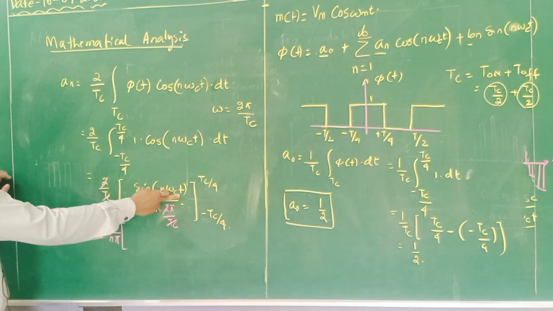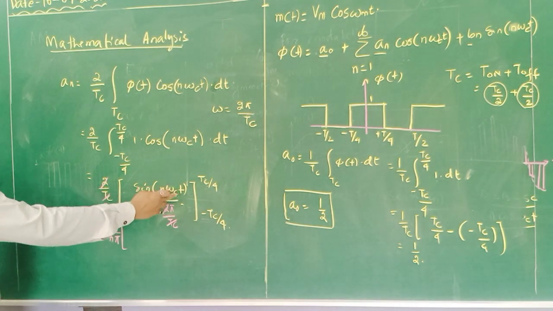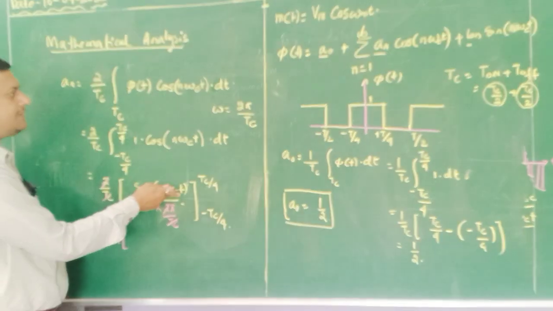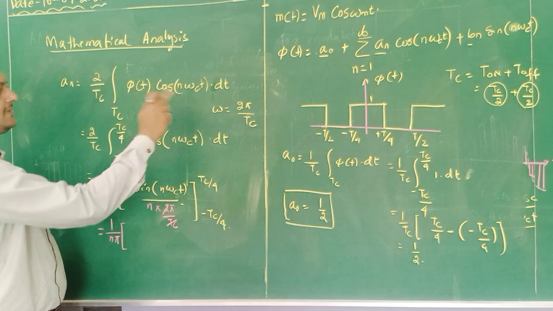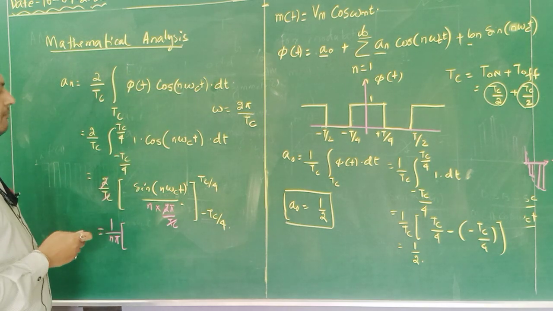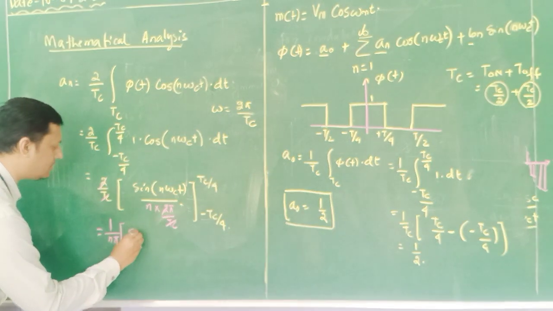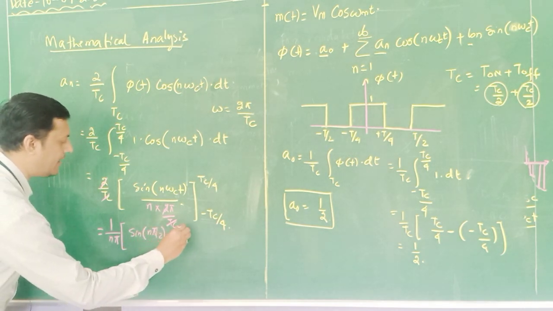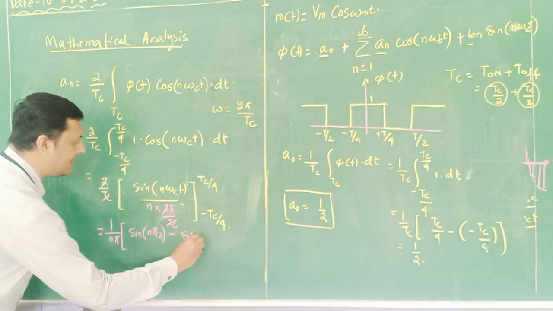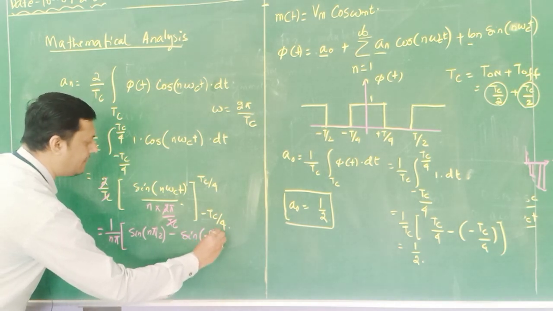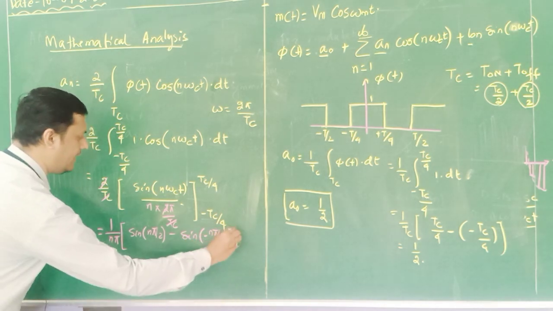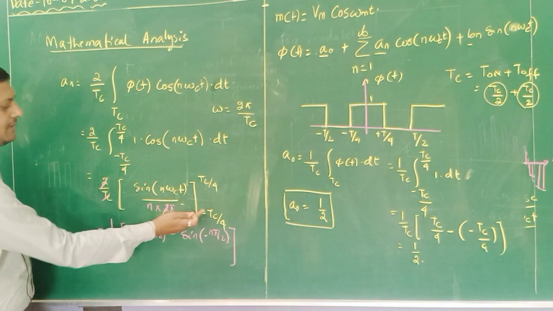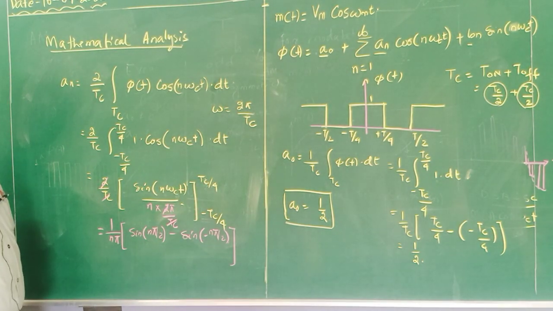Now you have to substitute this Tc here. So omega c is already available. If you substitute Tc, Tc will be cancelled out. It will become n pi by 2. So sin n pi by 2 minus sin of minus n pi by 2. For the plus it will become n pi by 2, and for the minus it will become minus n pi by 2.